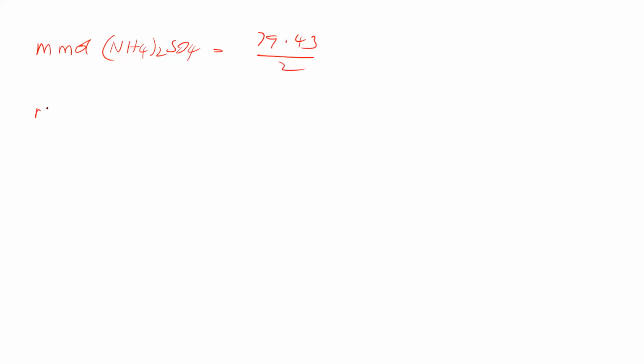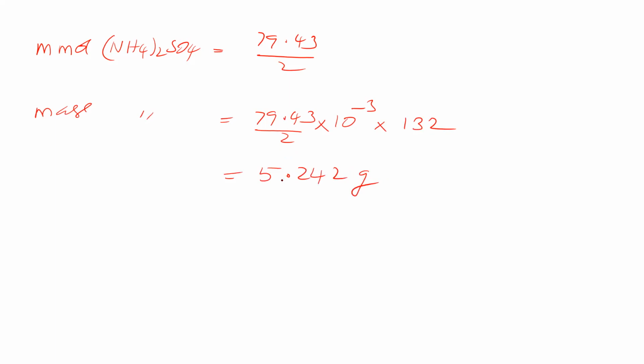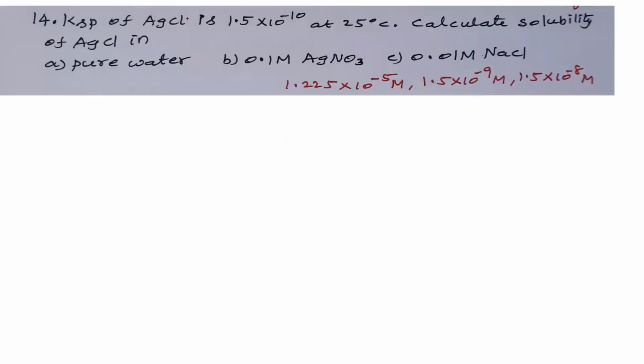Next we will find the mass of ammonium sulfate. This millimoles of ammonium sulfate I will convert into moles of ammonium sulfate. Then this moles of ammonium sulfate I will multiply with its molecular mass. Its molecular mass is this one. On multiplying this, I will get the mass of ammonium sulfate in grams. That's what they have asked, and that's what we have found here. Okay, next question we are taking.